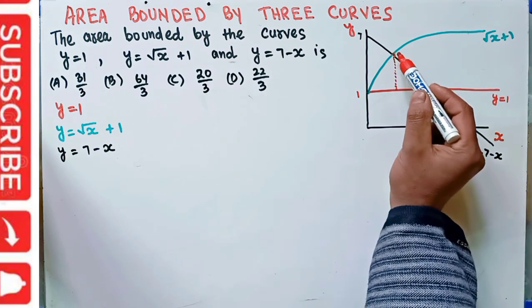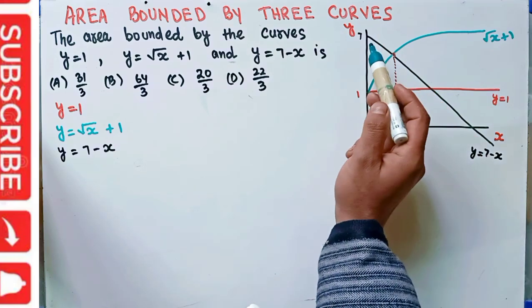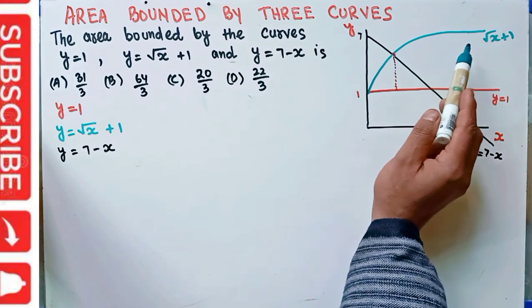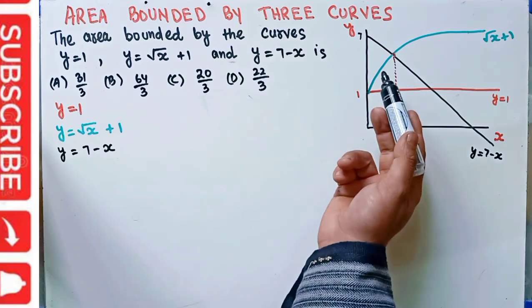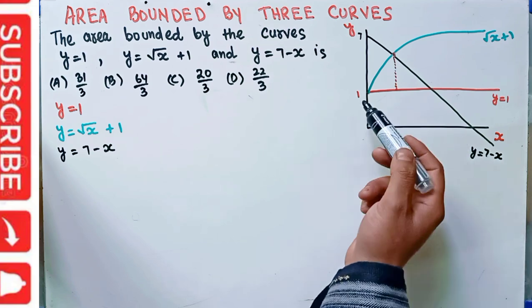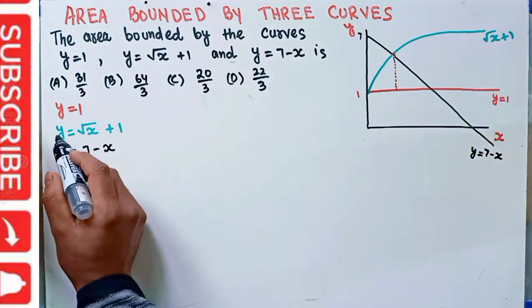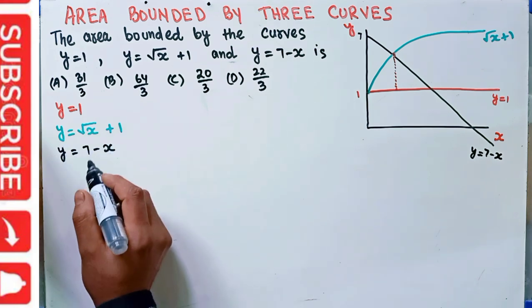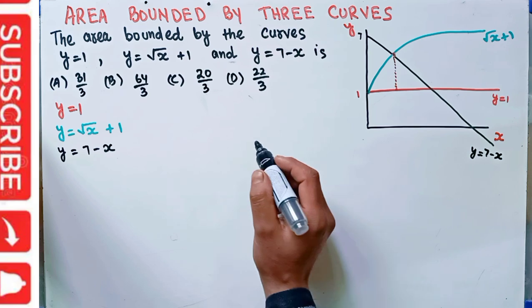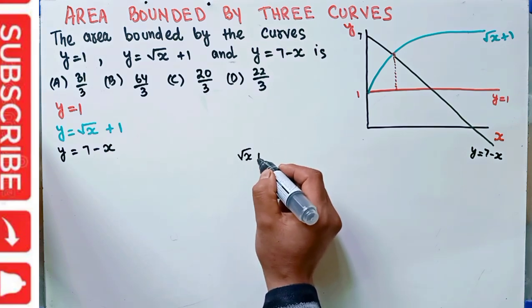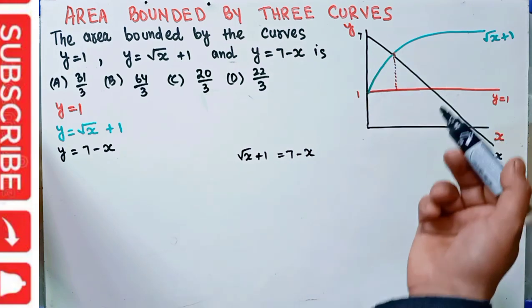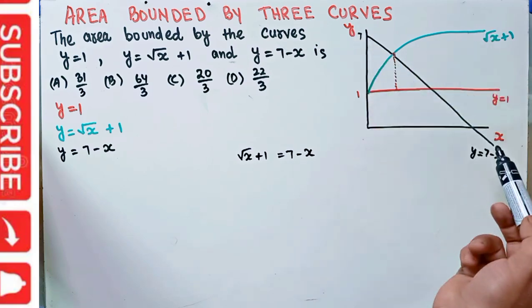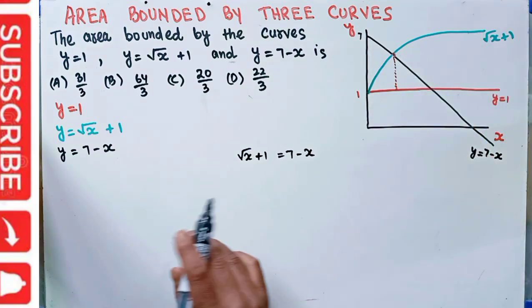At this point we have the black curve and the green curve intersecting with each other. So we need to solve for when they intersect. So y is equal to 7 minus x should be equal to y is equal to under root x plus 1. We equate these two equations first, and let us write it here. So we have under root x plus 1 should be equal to 7 minus x when they intersect. The value of this curve and this curve is the same when they intersect. Now let us solve this.